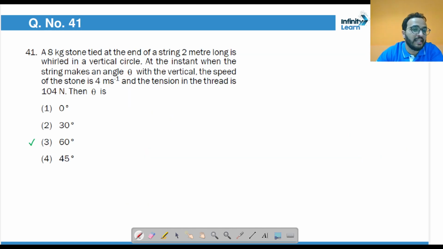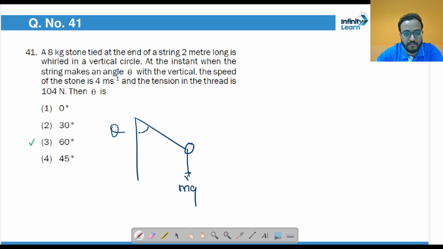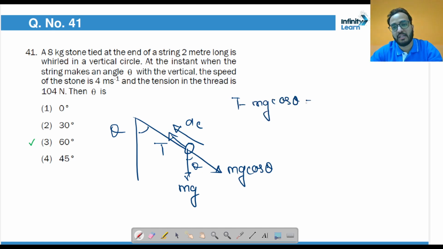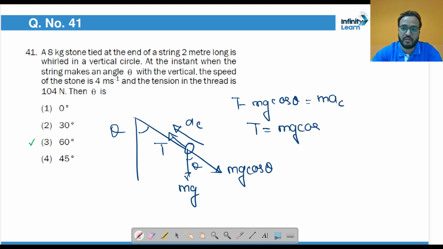An 8 kg stone tied at the end of a string 2 meter long is whirled in a vertical circle. At the instant when the string makes an angle theta with the vertical, very simple. Let's say this angle is theta. This is mg. This is mg cos theta. This is centripetal acceleration. This is tension. T minus mg cos theta is equals to MAC. So T is equals to mg cos theta plus mv square by r.